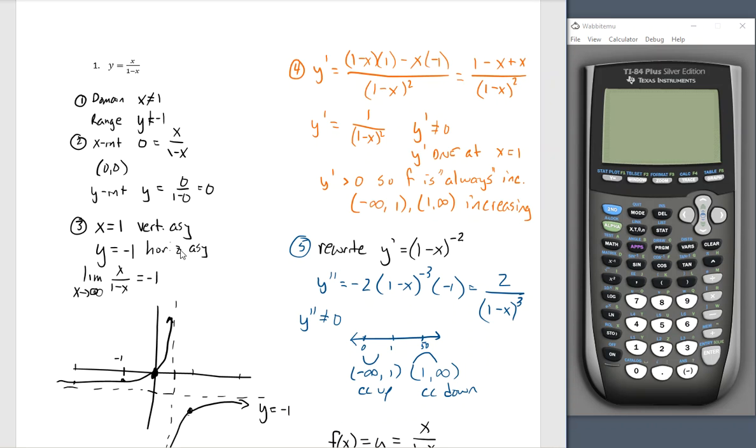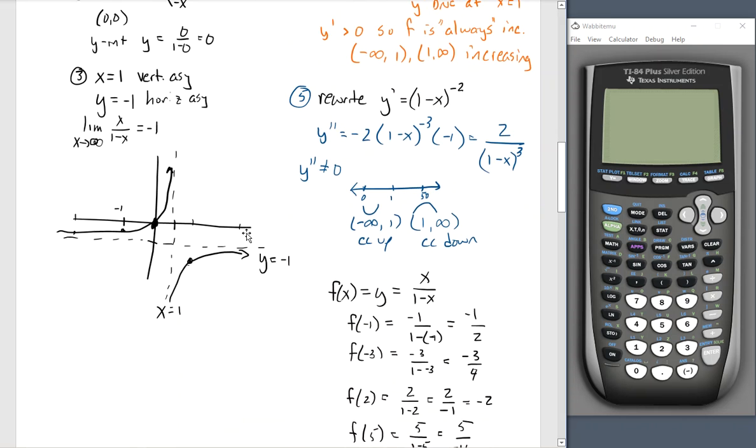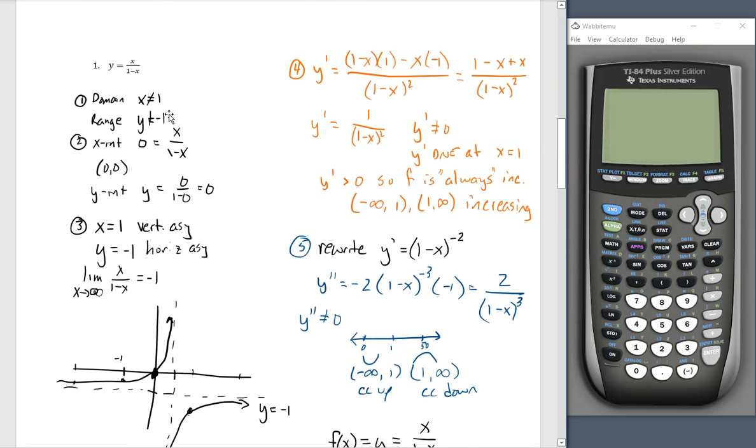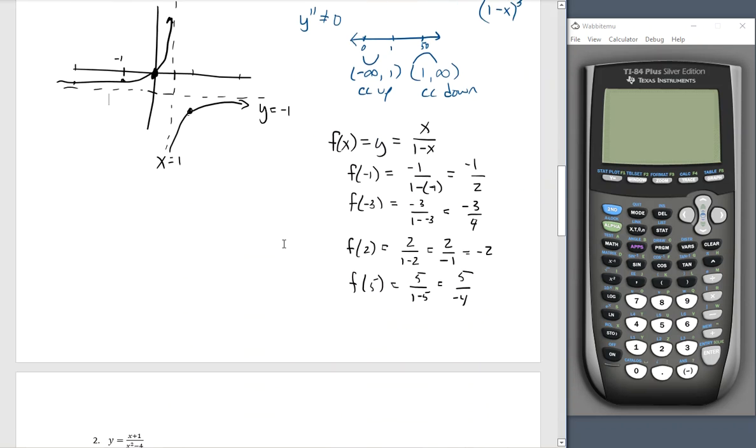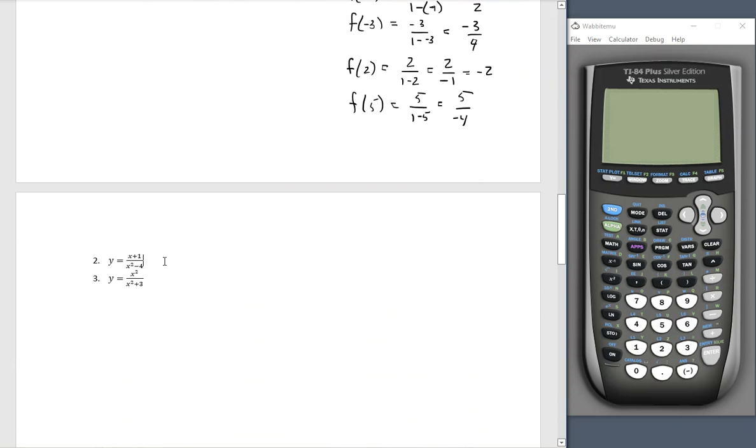Now, horizontal asymptotes are not always places where the range doesn't hit. All right, so don't assume a horizontal asymptote is always going to define your range. There are functions where that's not possible. All right, we're going to do the exact same thing with our next problem.